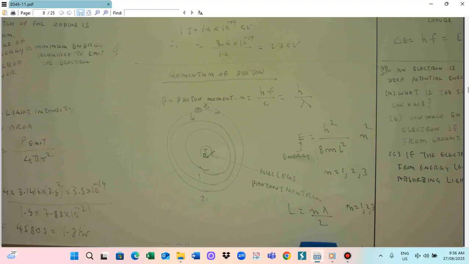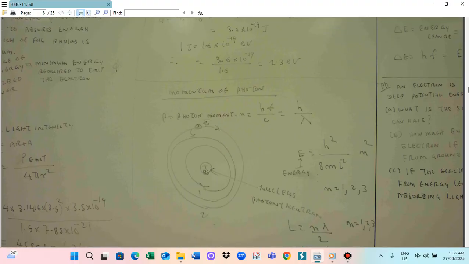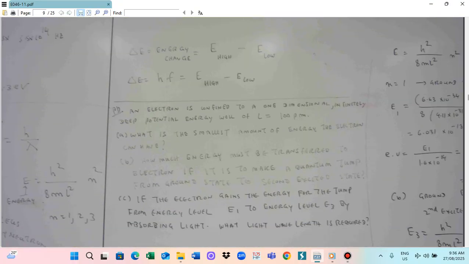See the calculation of the energy level. The energy level E can be calculated. E is equal to n squared h squared divided by 8 m L squared. H is the Planck constant, m is the mass of the electron, L is the length of the path, and n is 1, 2, 3: path 1, path 2, and path 3. E is the energy.